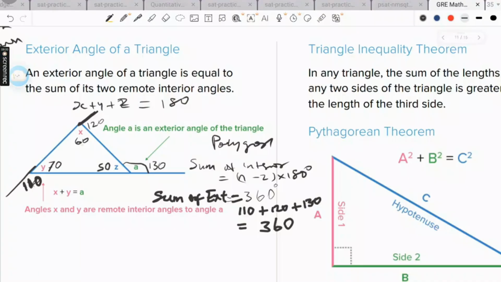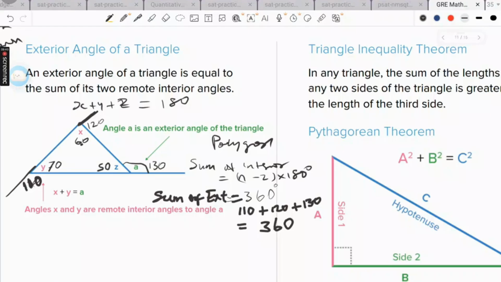It means that 60 plus 70 is the remote pair opposite the 50, which gives 130. So 70 plus 60 is 130, 70 plus 50 is 120, and 60 plus 50 is 110. Have you taken that? Can we move to the next concept?